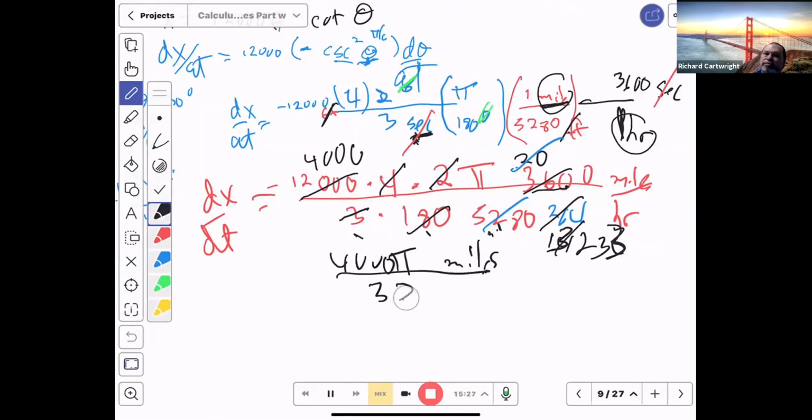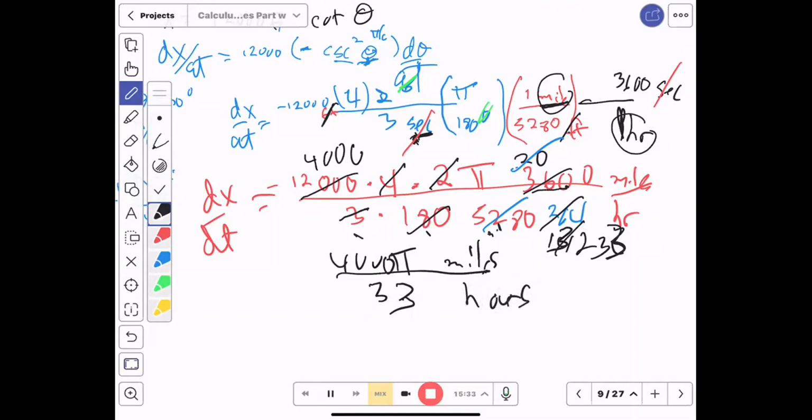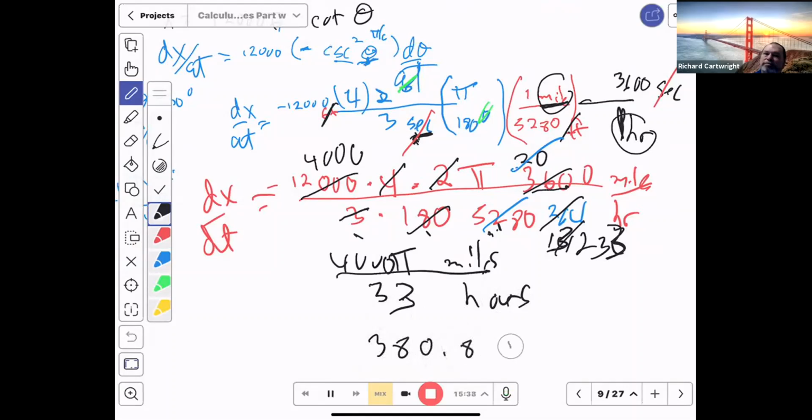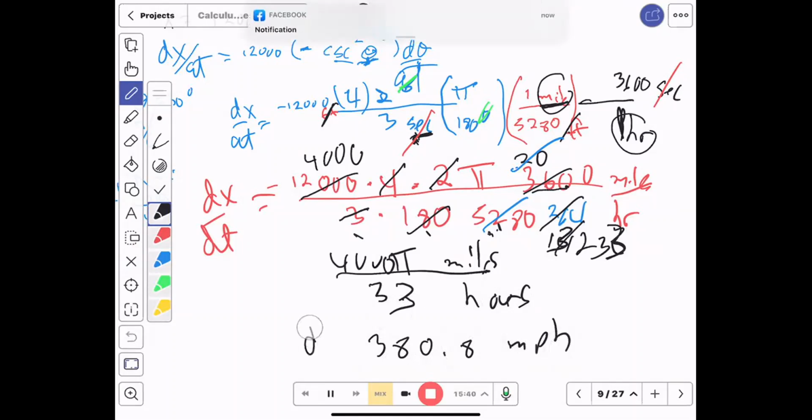4,000 pi over 33. Can I get a decimal for that? Oh, there's hours. Don't forget hours down here. 380.8. Yes, 380.8 miles per hour. This is my dx/dt.